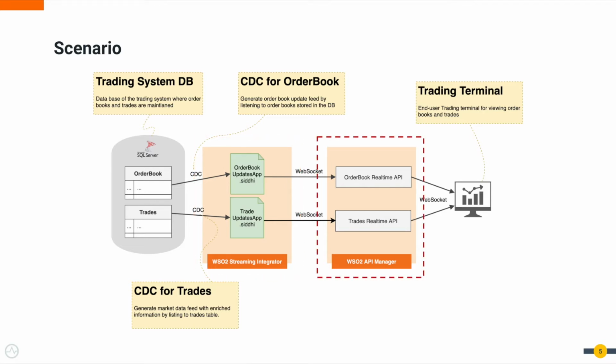The WSO2 API Manager manages these WebSocket endpoints and exposes real-time APIs called order book and trades to be used in our client, the trading terminal. The trading terminal is used to display the order book and the market data feed in a UI.